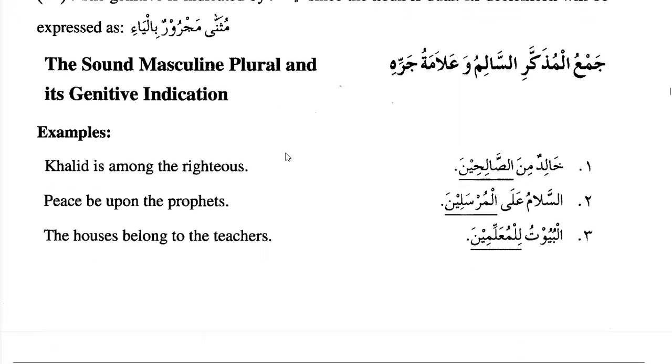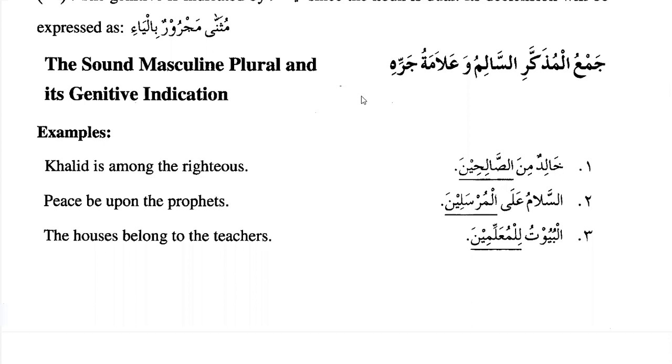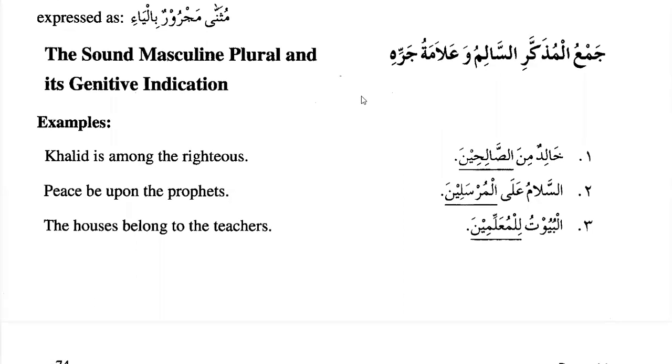So the next student is Miss Mishka Khan. Assalamu alaikum. Wa alaikum assalam. The sound masculine plural and its genitive indication. Jama Muzakkar Salim wa alamatu jarrah. Examples: Khalidun minas salihin. Khalid is among the righteous. Assalamu alal mursaleen. Peace be upon the prophets. Al-buyutu lil-mu'allimin. The houses belong to the teachers.